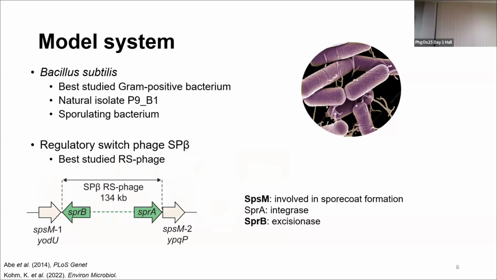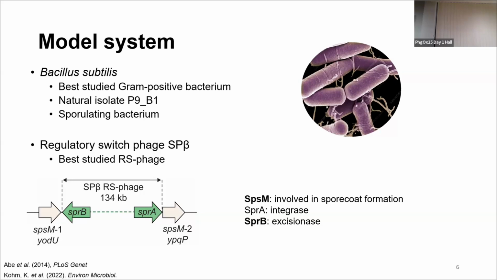So besides Bacillus subtilis, we also study the regulatory switch phage SP beta, which is the best studied phage of that subtype. It's quite big, 134 kilobase pairs. And what is important, it is usually located inside the spsM gene of Bacillus subtilis. spsM is involved in spore coat formation during sporulation.